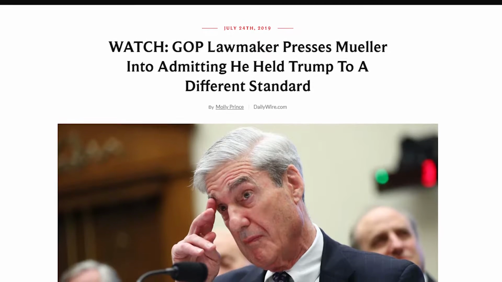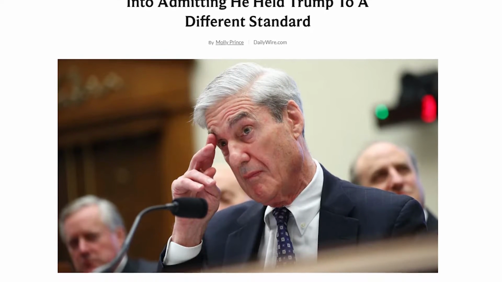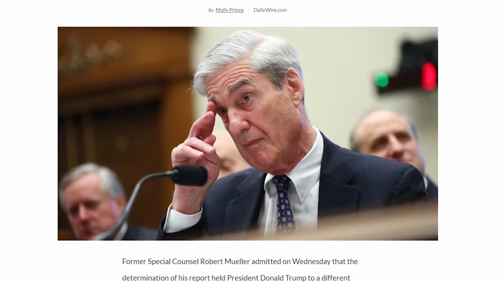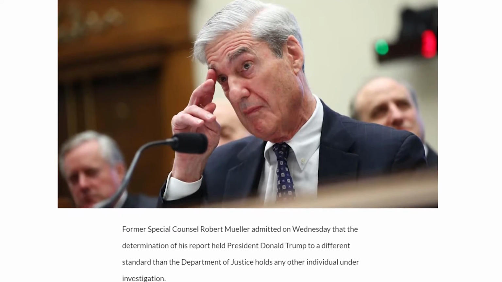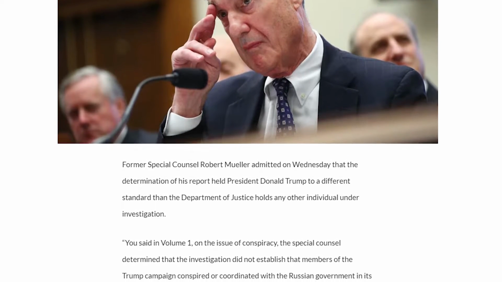And now from the Daily Wire. GOP lawmaker presses Mueller into admitting he held Trump to a different standard. The focus here is that Mueller held Trump to a different standard, being biased against the president. The language here is also weighted against Mueller and the testimony.